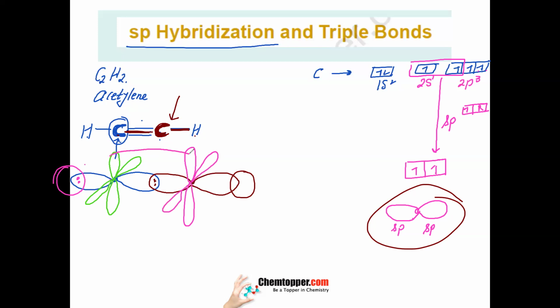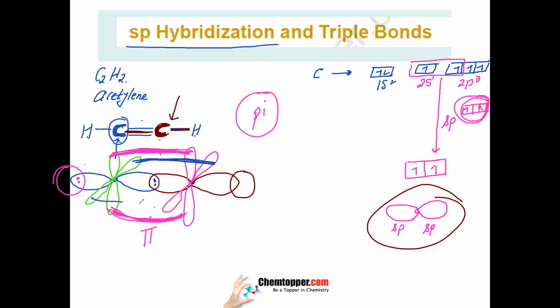Now these will overlap like this. They are not empty, they are filled, with one electron in each of them, so they want to share it. What type of bond is this which I'm making right now? Sideways overlapping. The name of the bond is pi bond. You can write pi, pi bond. This is a pi bond, and this one is also a pi bond.